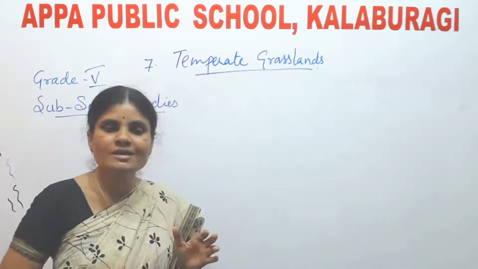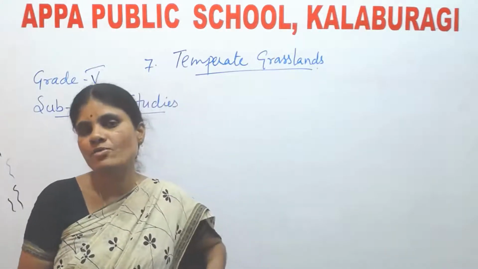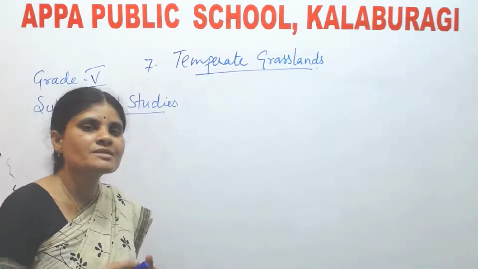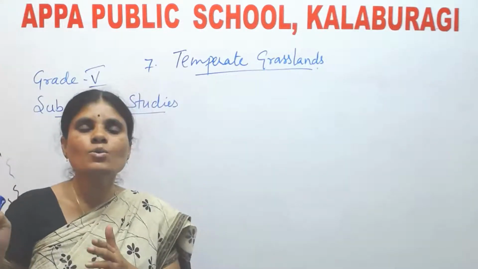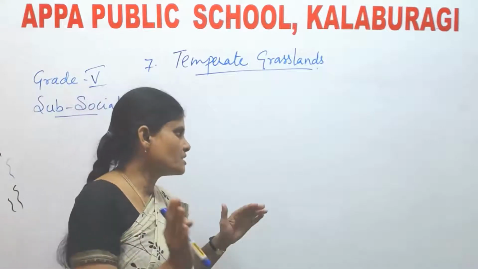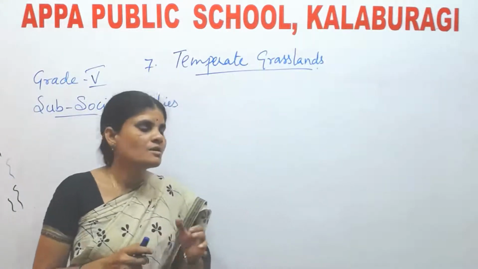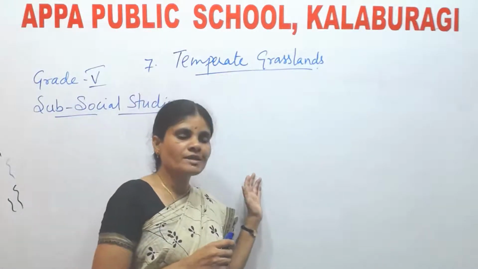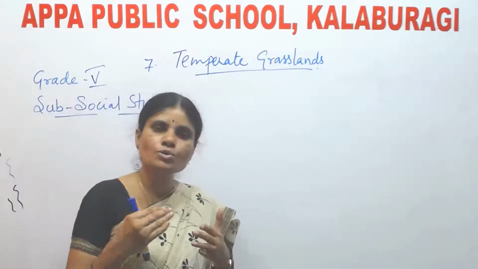Understood? Coastal areas experience a moderate type of climate. Why? Because they experience sea breeze. What is sea breeze? It is the cold air which comes from the sea towards the land. That is why they have a moderate type of climate. Moderate means neither too hot nor too cold.